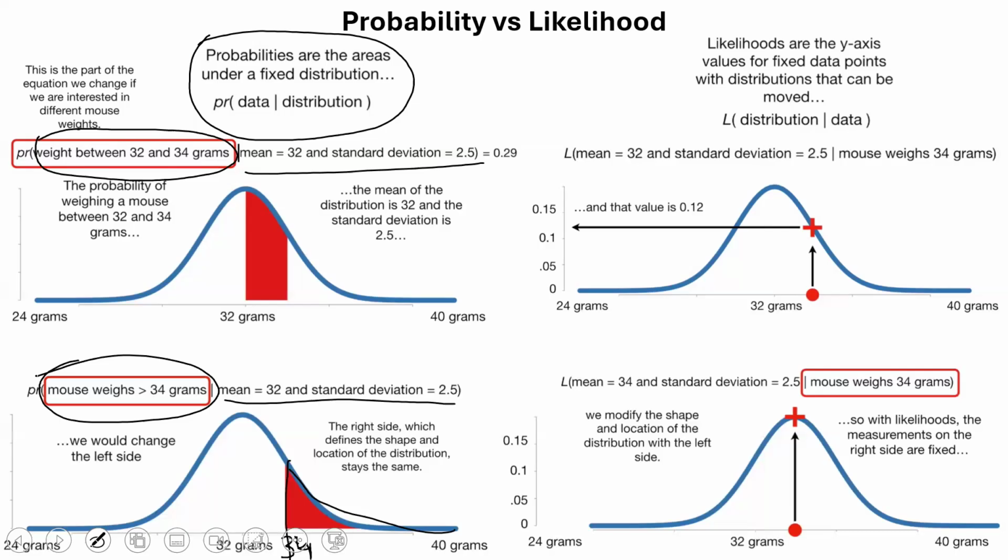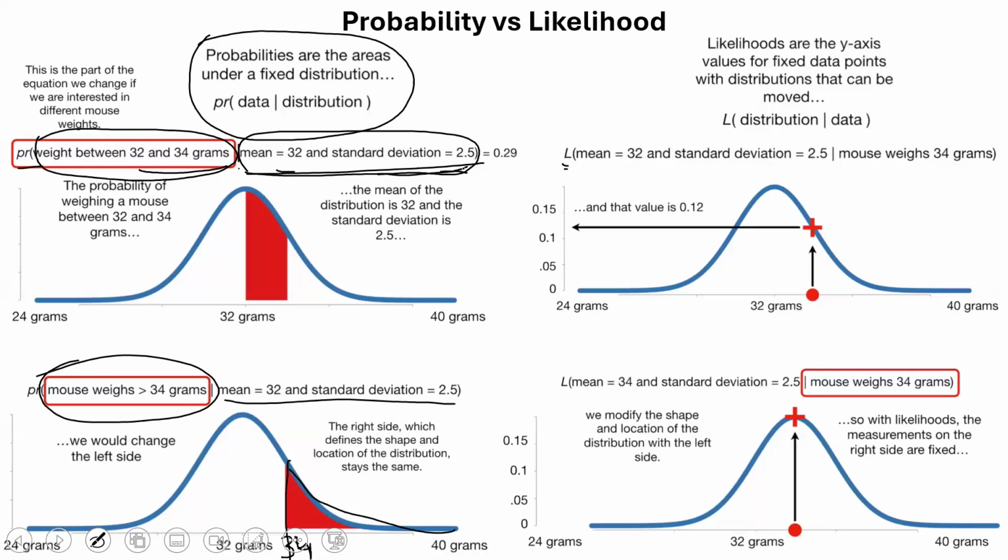If you observe probability and likelihood, in the probability of a mouse weighing between 32 and 34 grams given mean equal to 32 and standard deviation equal to 2.5, the distribution parameters are on the right side and are constant.